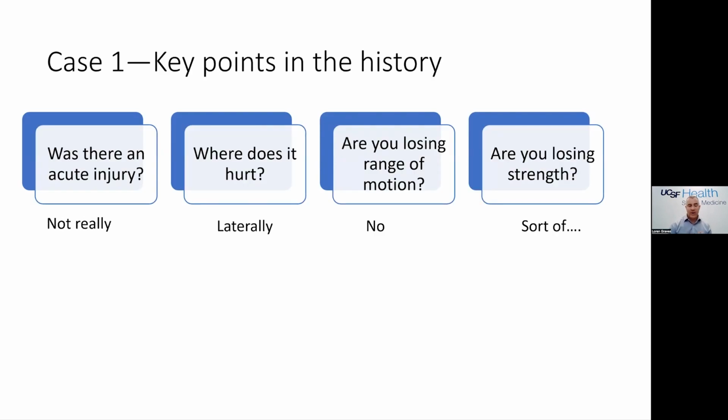So when you think about these questions, was there an acute injury? Not really. Sometimes patients will describe, well, I was in the gym and I had some pain there, but it really wasn't an acute injury like a fall. He describes his pain as lateral, isn't really losing range of motion, but does describe a little bit of strength loss or a change in how his shoulder feels.